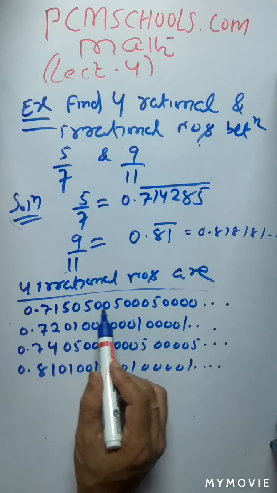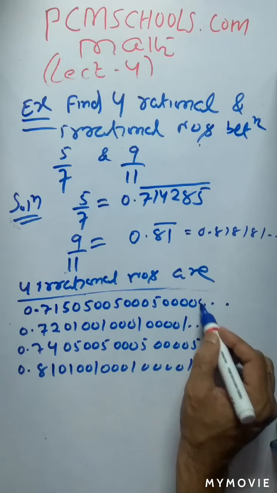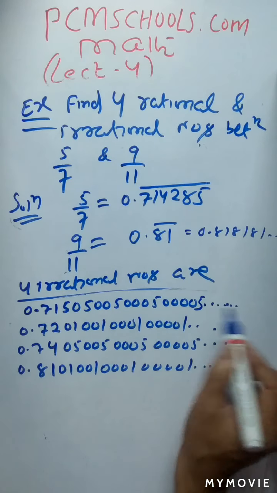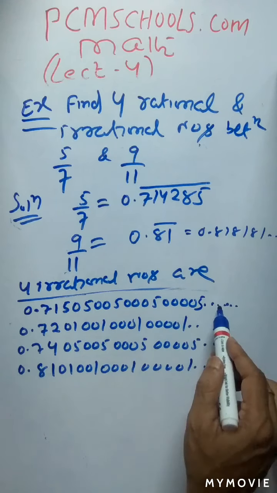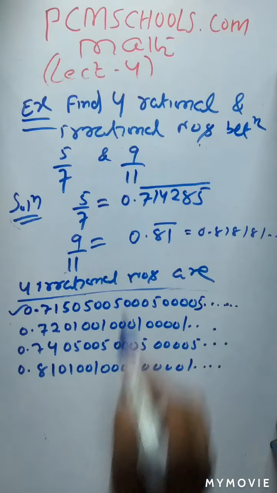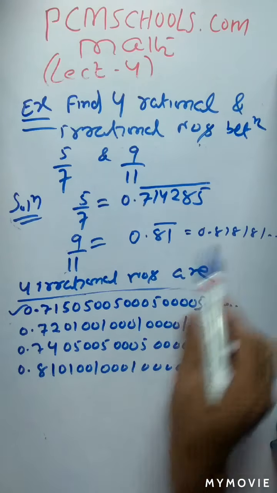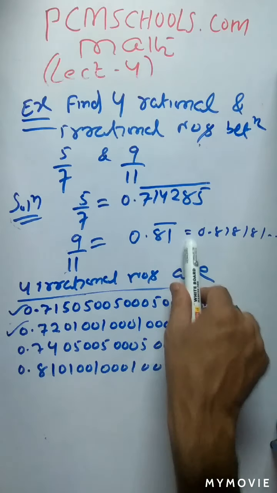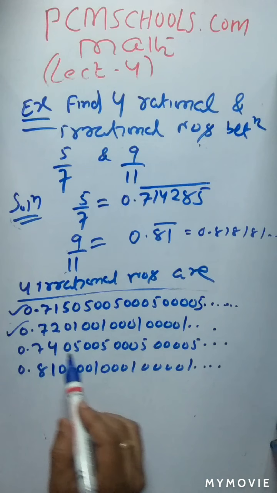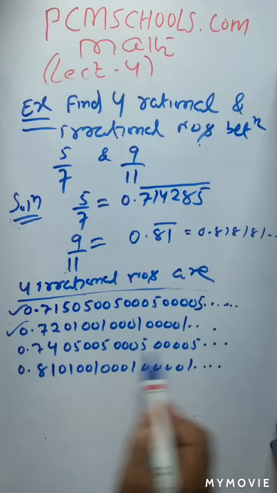So this is 0.714, so I am taking 0.715. Definitely this 0.715 is more than this value. So I will take the first number as 0.715, 05, 005, 0005, and in this way it will continue, and this is a non-terminating and non-recurring type. So this is one irrational number which is more than this and less than 0.81.